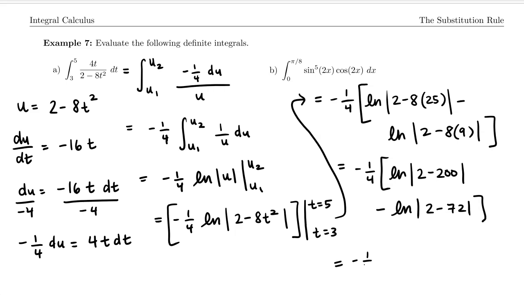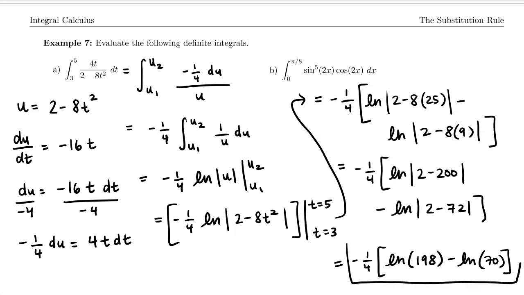And so we get negative 1/4 times the natural log of 198. At this point, I can drop the absolute value bars because negative 198, if I take the absolute value of that, gives me positive 198. And then minus the natural log of the absolute value of 2 minus 72 ends up simplifying to 70. And so we can leave our final answer like this. And that concludes part A.